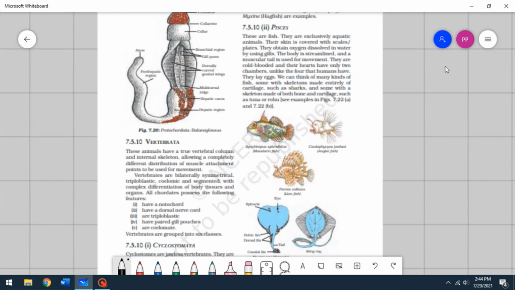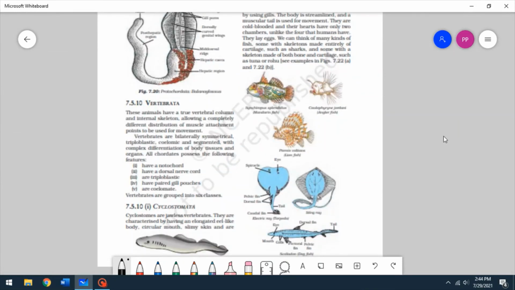And then we have the vertebrata, that's the 10th phylum of the animal kingdom. These animals have a true vertebral column, alright, and they have an internal skeleton. So we have skeleton, and our muscles, blood, and the skin, they all cover the skeleton. So the skeleton is the inner, so the bones form our inner skeleton, alright, and they allow completely different distribution of muscle attachment points that are used for movement.